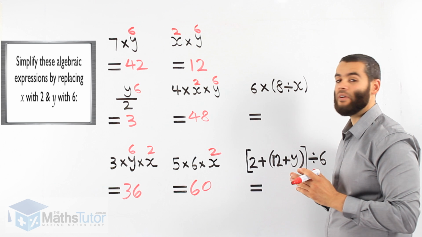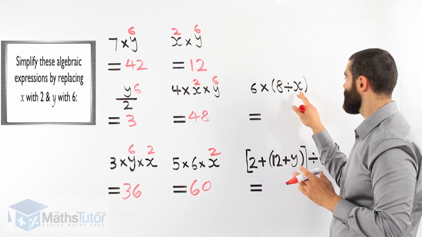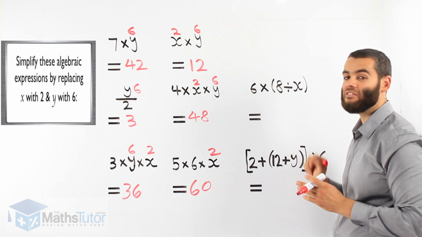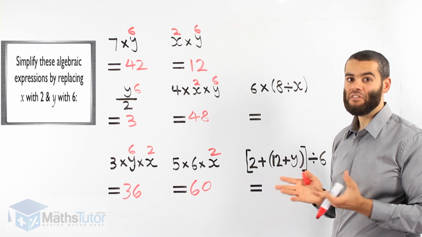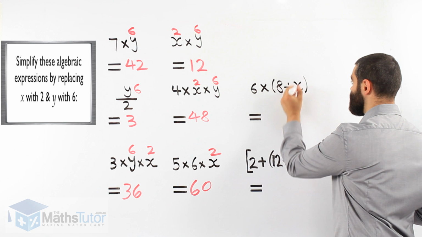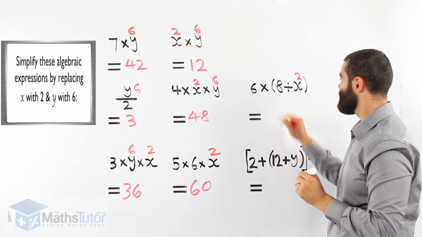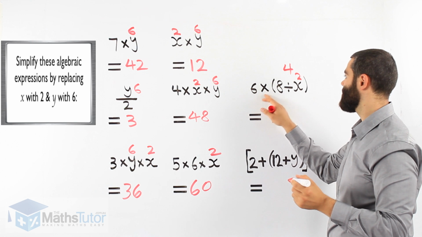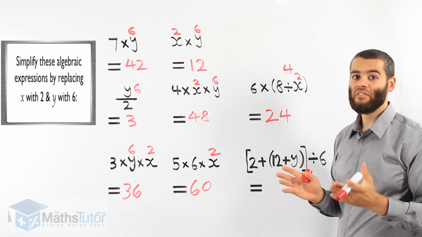Here we have another algebraic expression. We can tell we have an x. It says 6 times brackets 8 divided by x, close bracket. Now we know we have to use the order of operations, which says you have to do brackets first. So after we substitute, we know that x is 2. So we've now replaced x with a 2. 8 divided by 2 is 4. And then 6 times 4 is 24. It is that easy, guys.